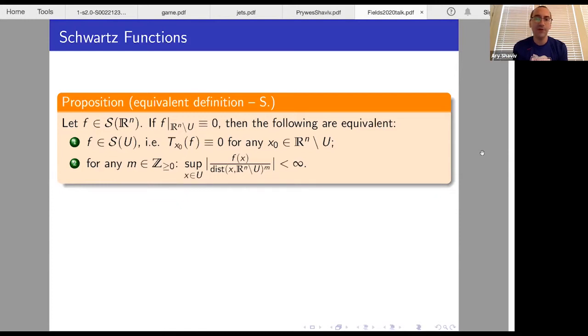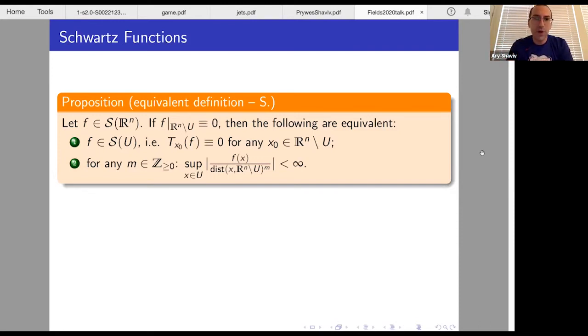So if we take our function f and divide it by the distance to the boundary function, and even if we take the distance to the boundary to any high power, 10 or 15 or 1 million, and look at this quantity, it will be finite. So our f rapidly decays as it approaches the boundary.